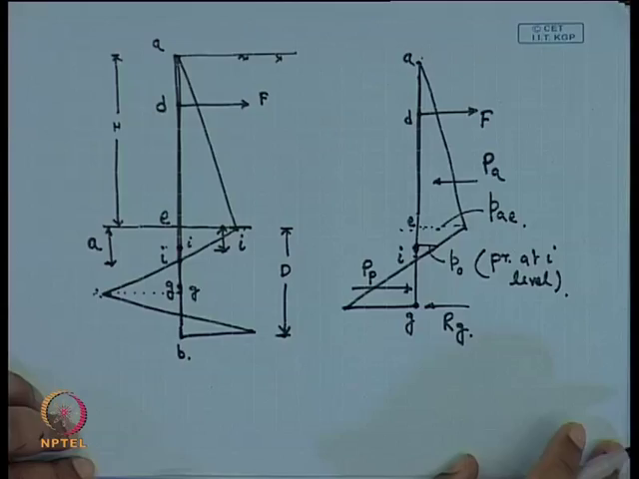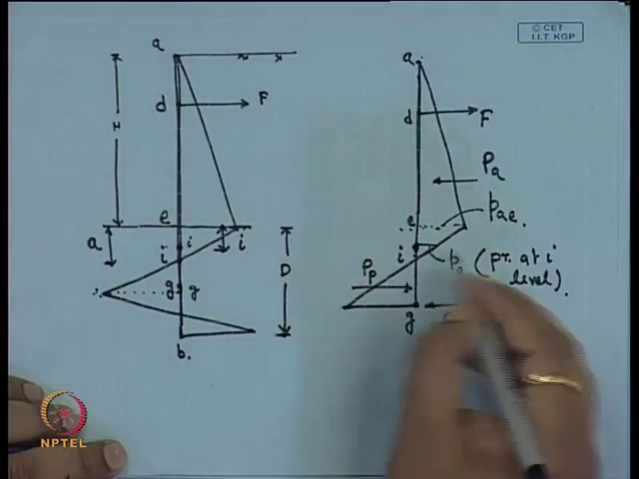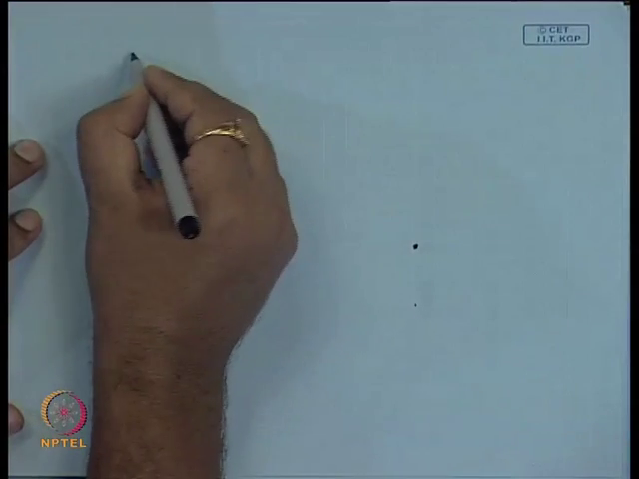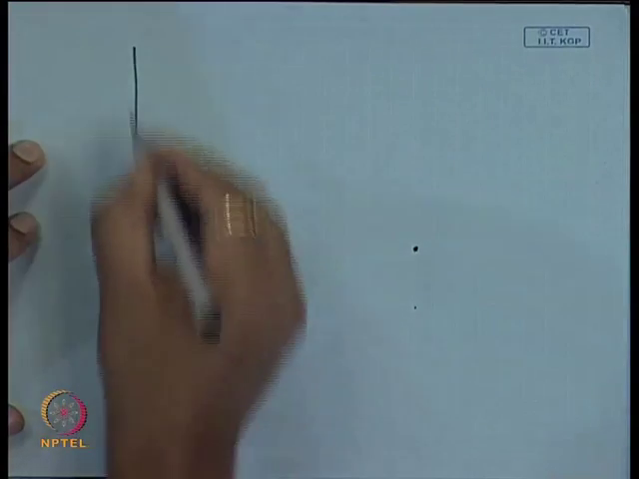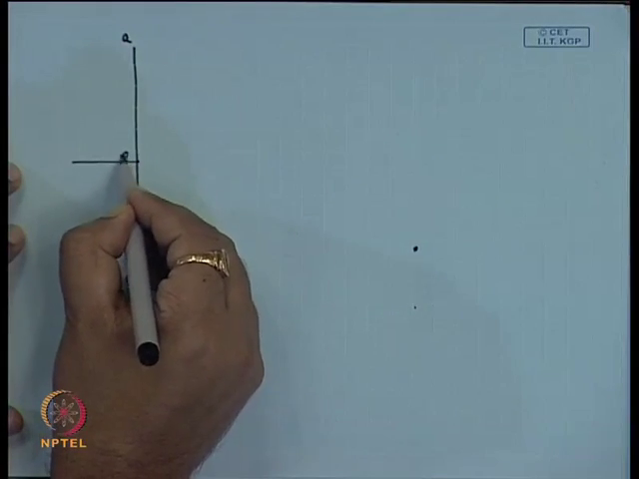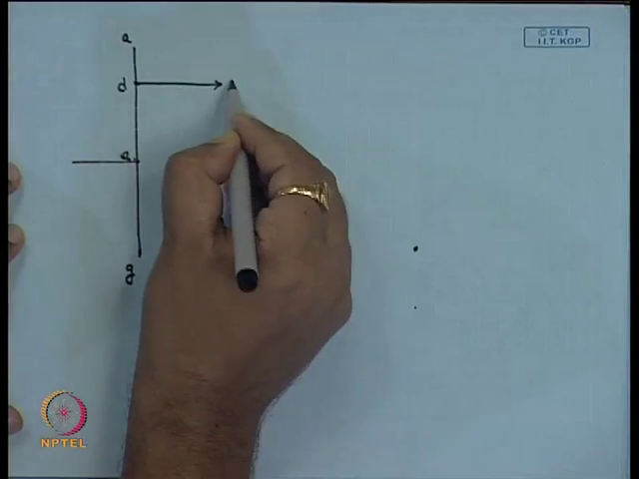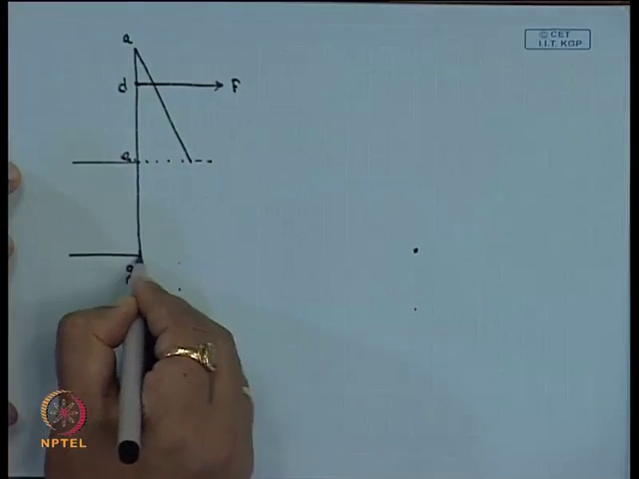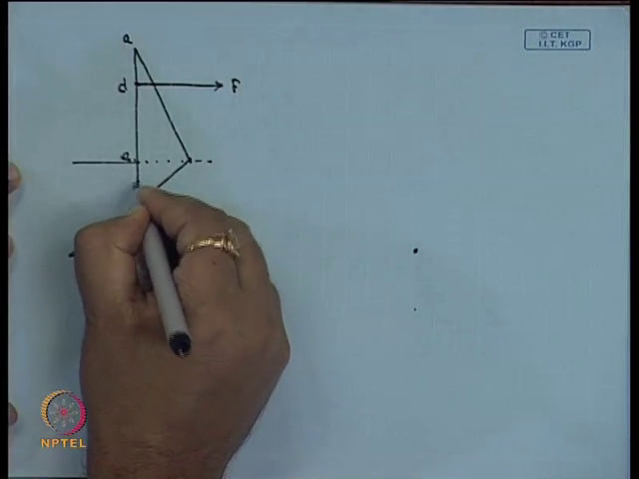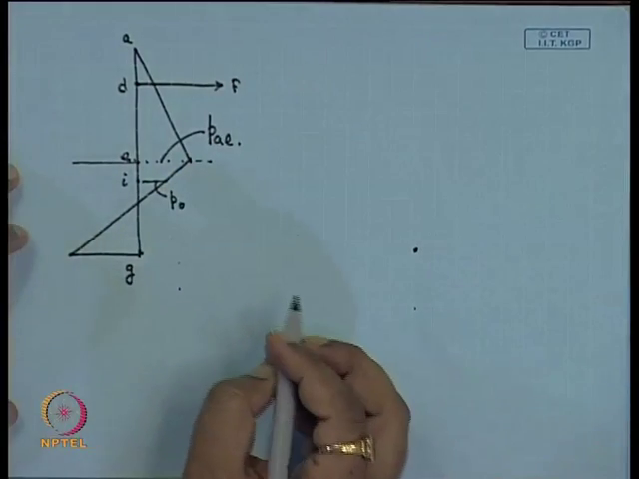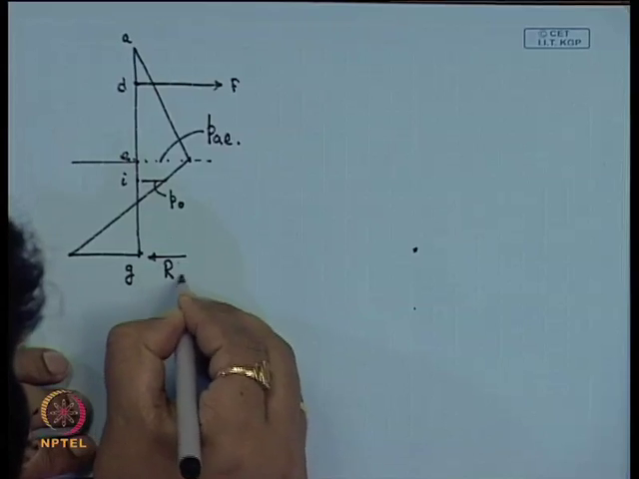Once we get these forces, if I consider two different beams of this total portion, and draw the same figure from A to G, then this is the dredge level E, this is the D level where force F will act. This is G level, this is I level. Here this force is P 0, at E level P A E, and at G level one reaction R G will act.